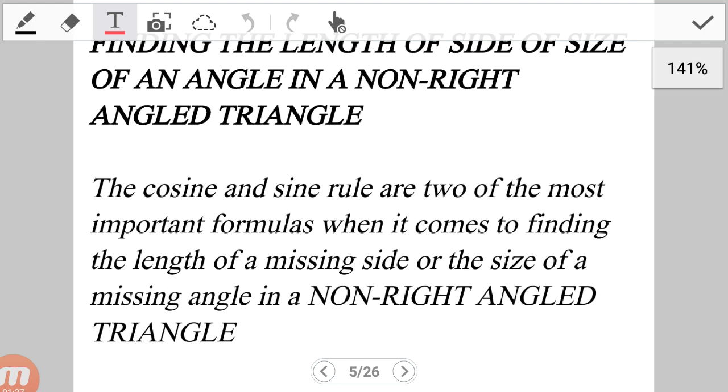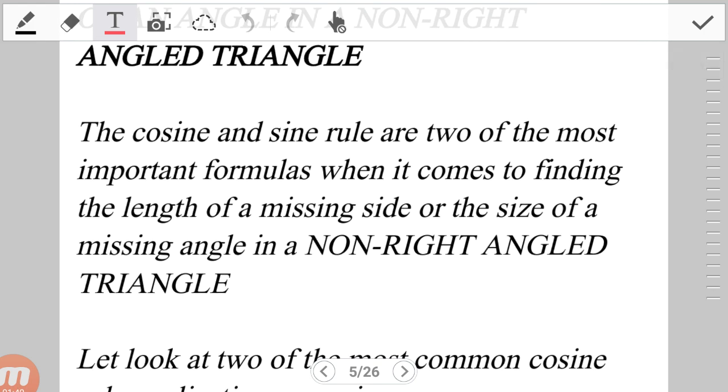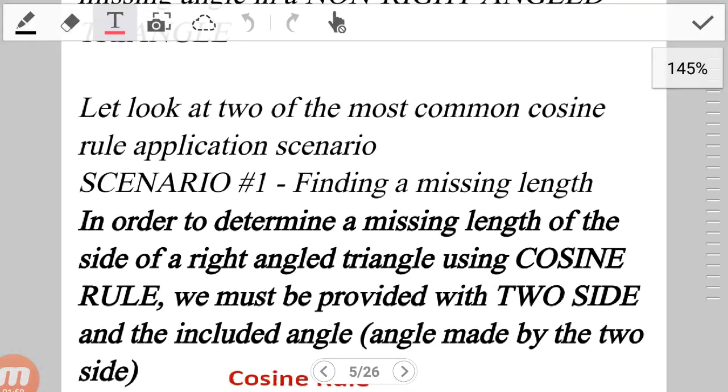So basically, finding the length of a side or the size of an angle in a non-right angle triangle, we mostly focus on the use of the cosine and the sine rule. Those two rules are the most important formulas when it comes to finding the length of a missing side or the size of a missing angle in a non-right angled triangle. Now, we're going to be looking at two of the most common cosine rule applications, and there are pretty much two scenarios that can be presented to you that will suggest that you would need to use the cosine rule.